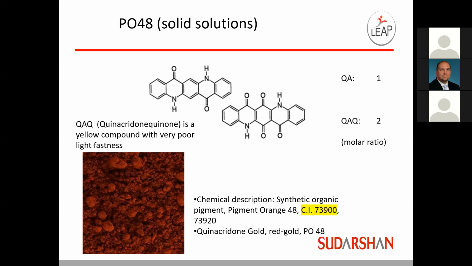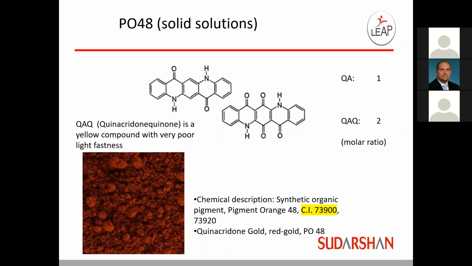And so similarly, it does carry the unique name Pigment Orange 48, but it's got the two different color index numbers associated with it. And since it's the same ingredients as used in the Pigment Red 206, you'll see that it has the same color index numbers associated with it, just in a different ratio.